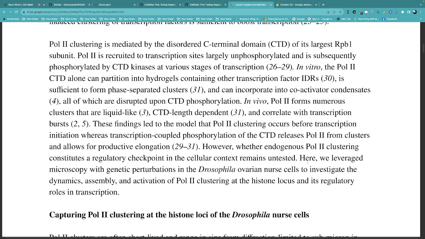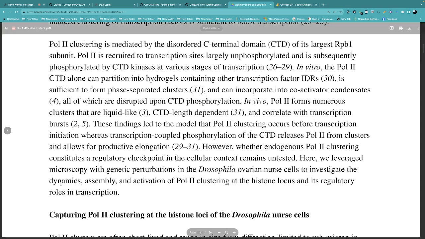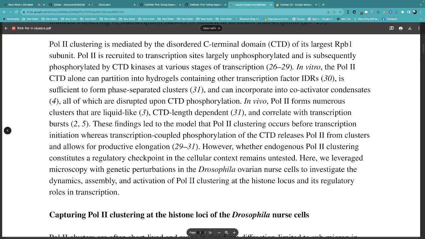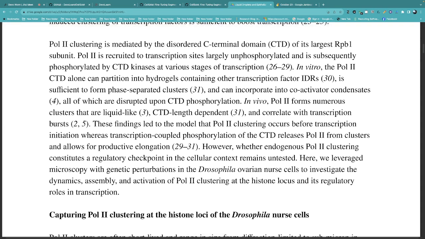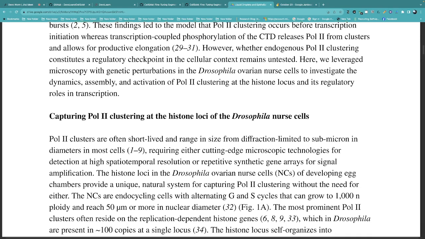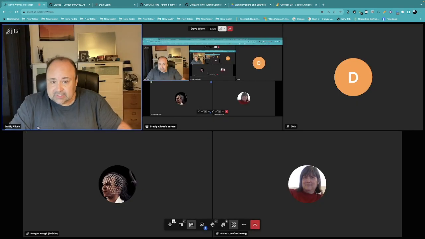But basically what they did in this paper was they leveraged microscopy with genetic perturbations in the Drosophila ovarian nurse cell to investigate the dynamics, assembly, and activation of Pol-II clustering at the histone locus and its regulatory roles in transcription. So I think we had something in the chat.